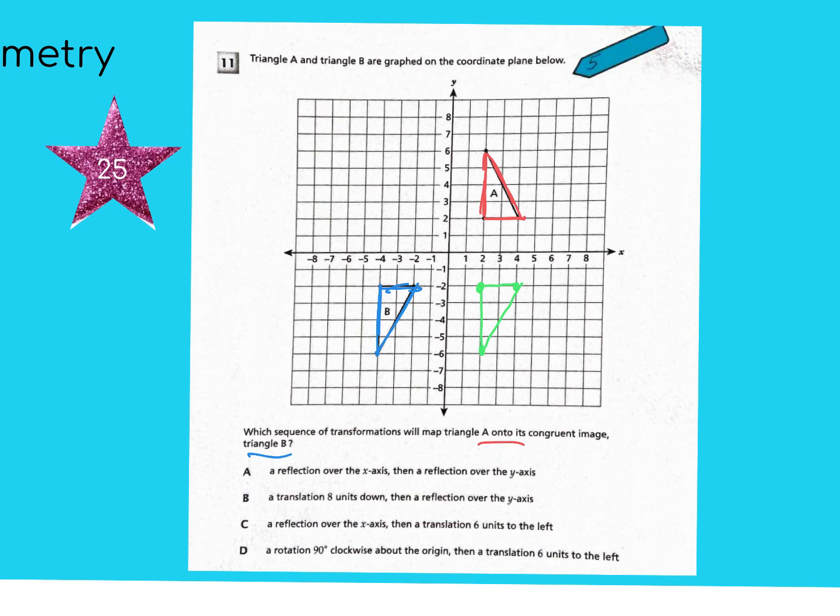And now a reflection over the y-axis, it should flip. It should look different. The orientation didn't change, it just slid. So that will not work. So I'll erase that and say choice A does not work.